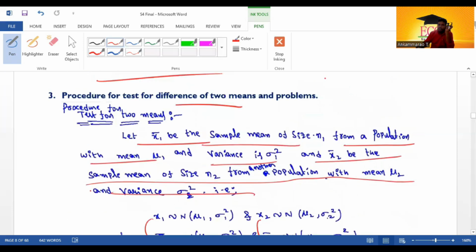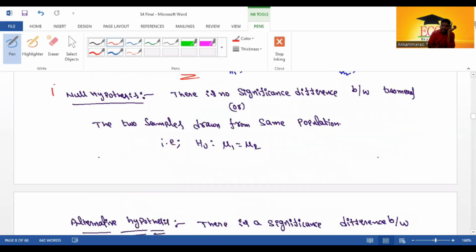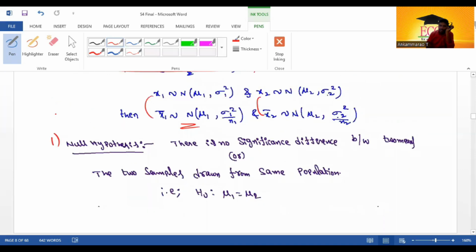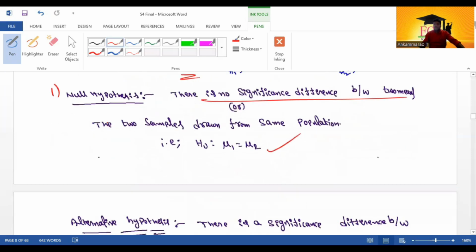Okay, here the step 1 and the step 2. The step 1 is null hypothesis. There is no significant difference between two means. There is no significant difference between the two means, that is H naught: mu1 equal to mu2, meaning the two means are equal.